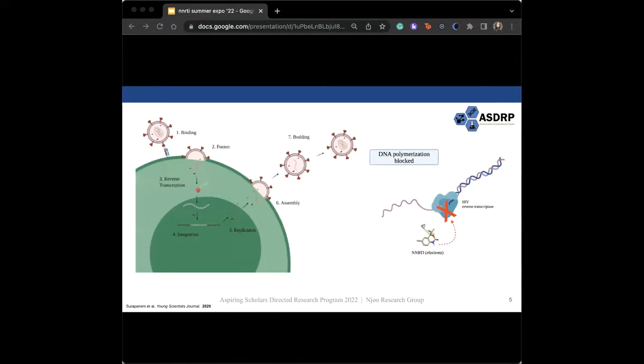So here's an image on how HIV replicates itself using this reverse transcriptase enzyme. It uses reverse transcription to integrate its RNA into the cell's DNA and then replicate itself. And thus reverse transcriptase, HIV-RT, is an ideal target for antiretroviral drug development.